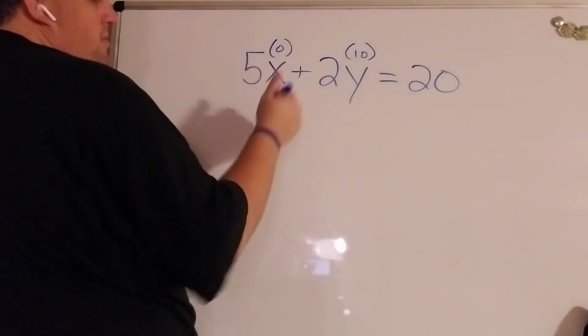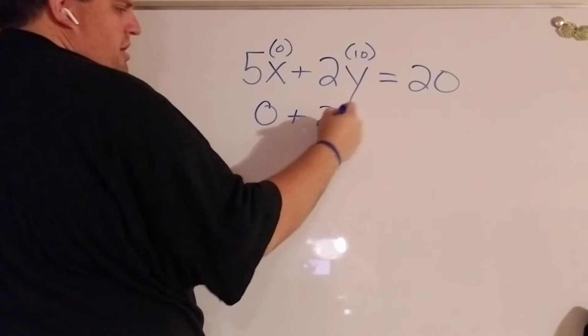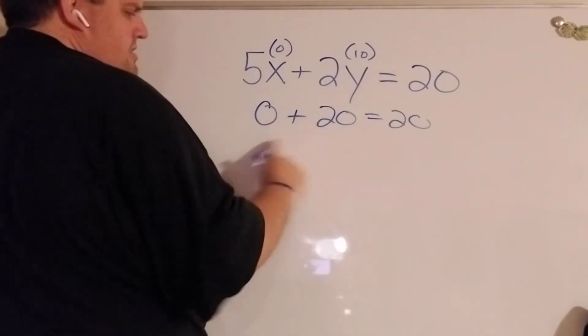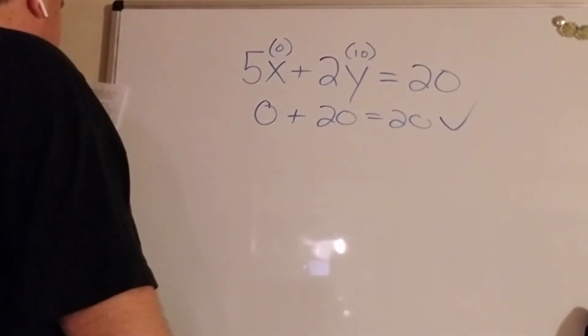0, 10. So if I plugged in 0 here and 10 here, would that get me to 20? Well, no hardback books would be 0. 10 paperbacks would be 20. And 0 plus 20 is definitely 20. So that one works out. So B is good.